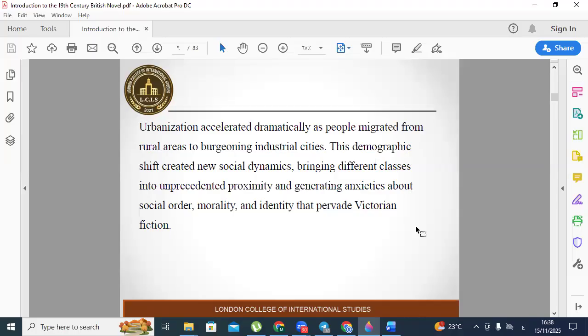Novels helped Victorians make sense of urban experiences. They mapped cities both geographically and socially. They explored what it meant to live among strangers. They examined how urban environments influenced character and morality. In many ways, the Victorian novel is the urban novel.